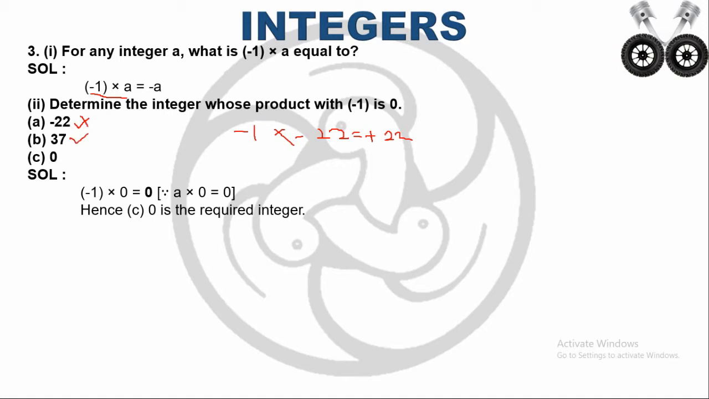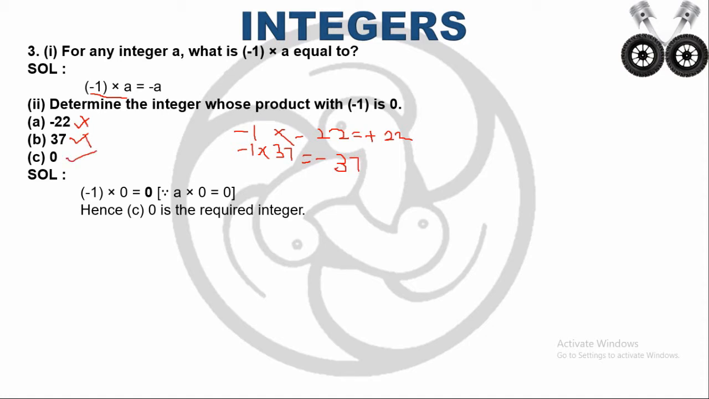Then I have to check with 37. So minus 1 into 37. Here the two integers have different signs. That means I have to put the negative sign, and then 1 into 37 is 37. So the answer is minus 37. So that is also wrong.